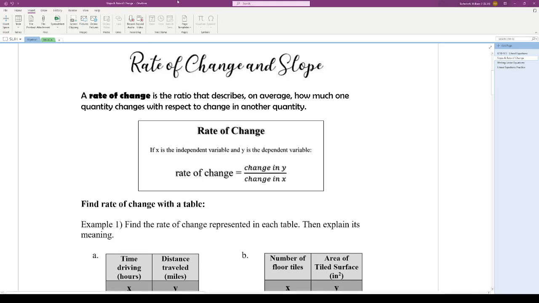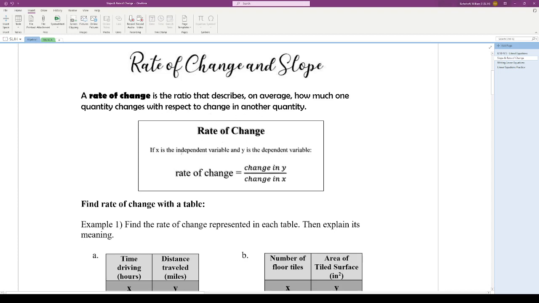All right, everybody. Our topic today is rate of change and slope of lines. A rate of change is a ratio, like a fraction, something over something, that describes on average how much one quantity changes with respect to the change in another quantity.